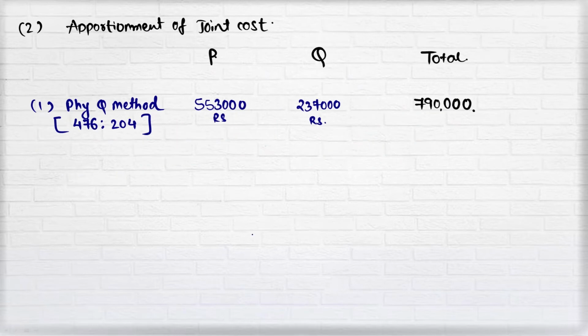Number 2. Survey method we cannot use because survey weightage is not given. I am distributing at sales value at split off point. I am finding out sales value at split off point. Here we are having deviation from the answer given in the book. Our answer is better than their answer.